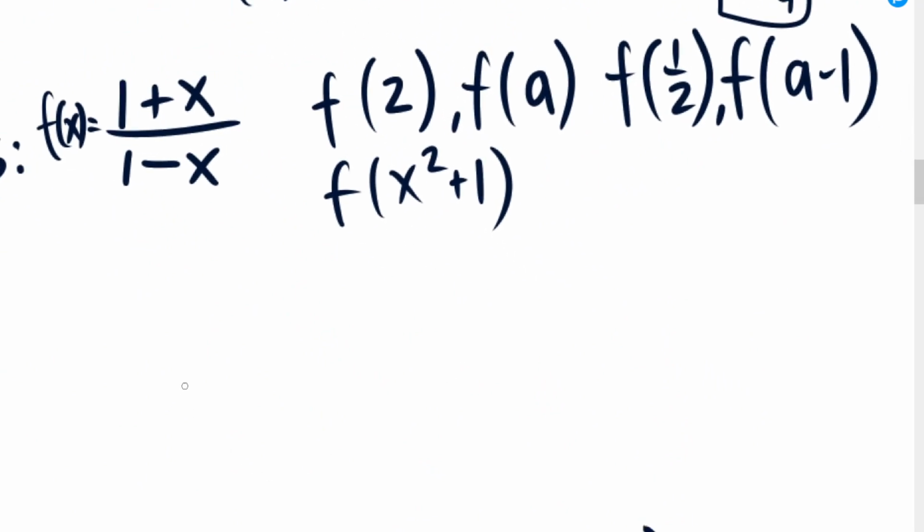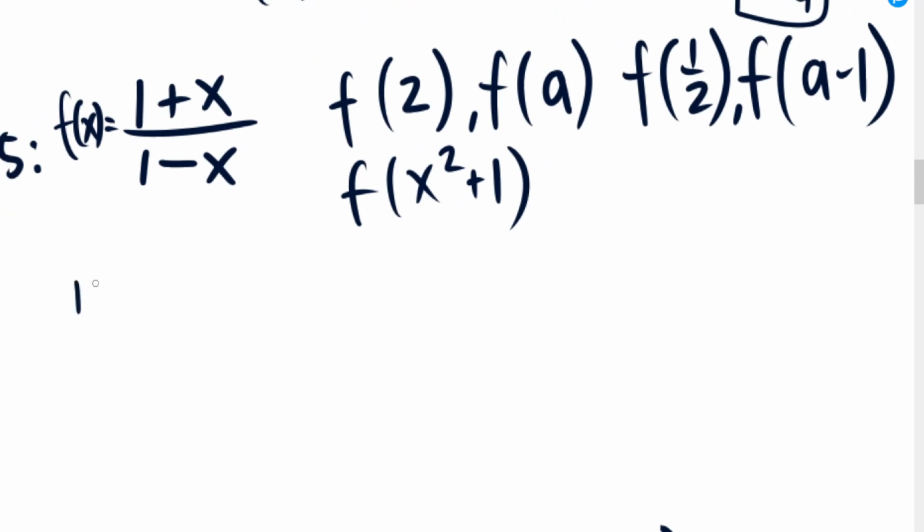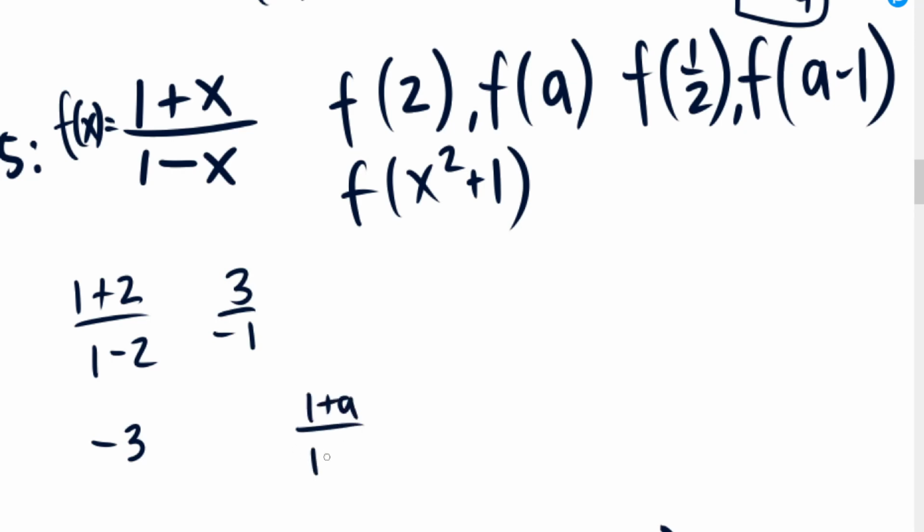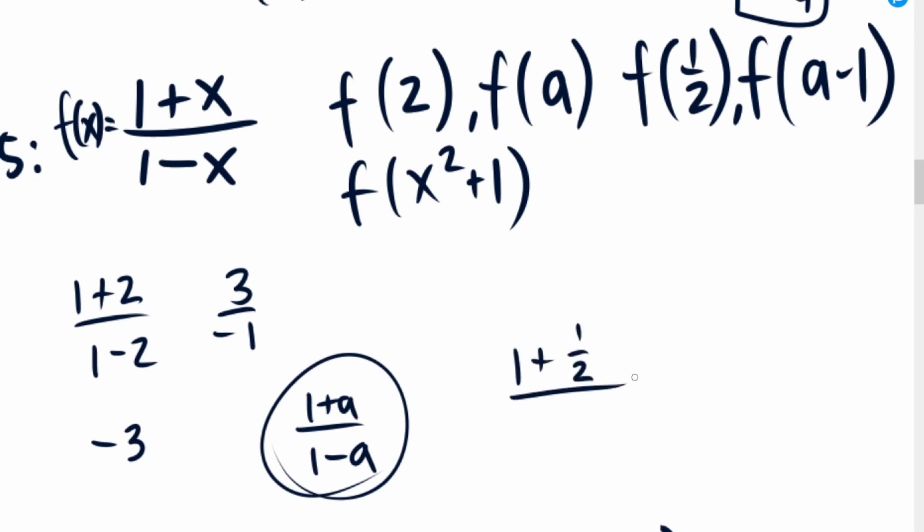So let's just hop into it. We are going to start with f of 2. So it'll be 1 plus 2 over 1 minus 2, which is the same as 3 over negative 1. So negative 3. F of a will be 1 plus a over 1 minus a, which is as simplified as it can go. F of 1/2 will be 1 plus 1/2 over 1 minus 1/2, which will be 1.5 divided by 0.5, or however you'd like to write it.